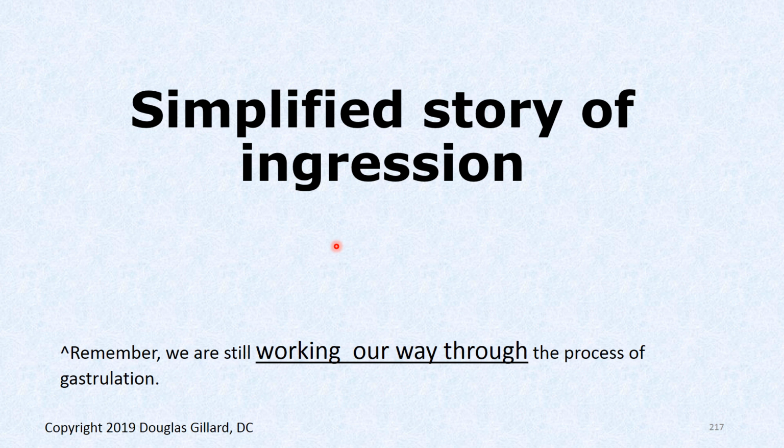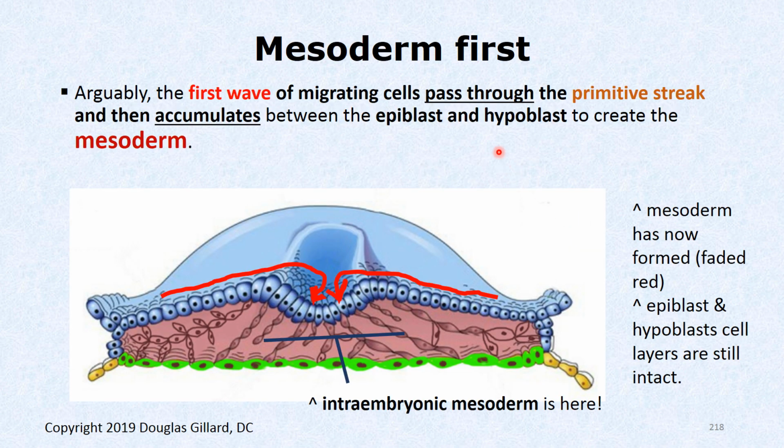Okay, first the simplified story. So if you're in high school and just want to get a very basic understanding, let's see what happens now that these cells are prepared. The first germ layer we're going to create is called the mesoderm.